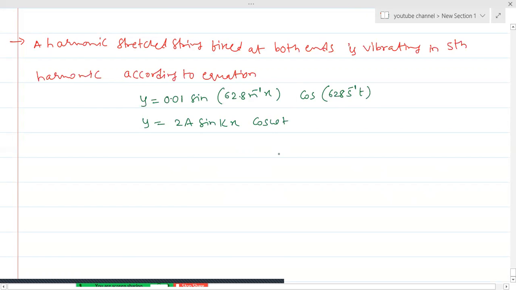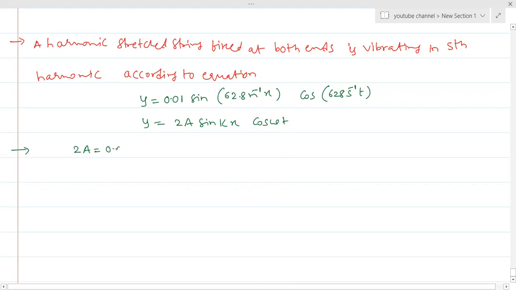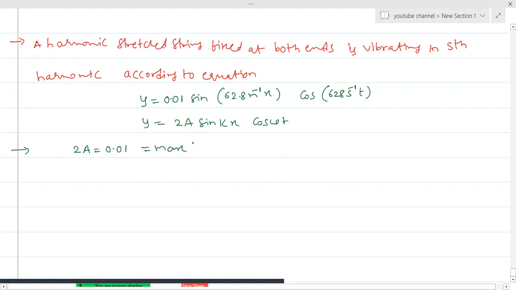We need to find out everything, that is the number of nodes, number of antinodes, frequency, and maximum displacement. By seeing this is the stationary waveform, I'm comparing with the first one. So 2a equivalent to 0.01, and this is called the maximum displacement.